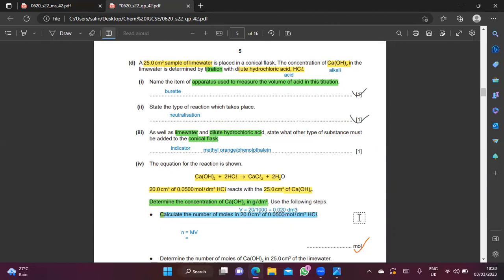The 25 cm cube is actually the calcium hydroxide. So this is the acid. We're finding the number of mole of the acid. Right, what's the molarity of your acid? 0.05. 0.05 multiplied by what's the volume in dm cube that we found? 0.02. Okay, 0.02. Get calculator.